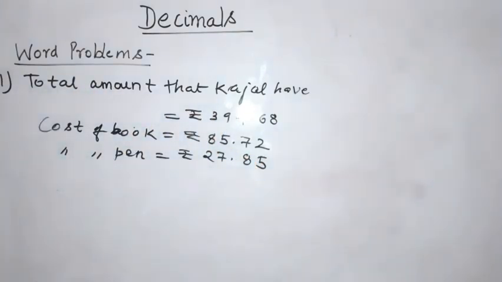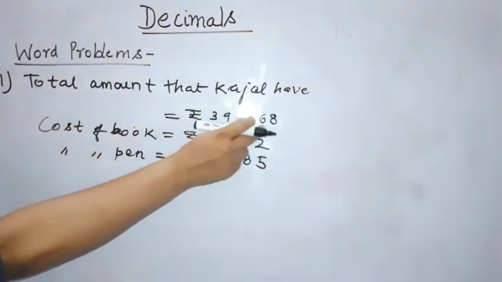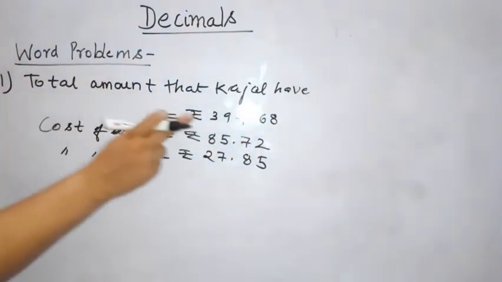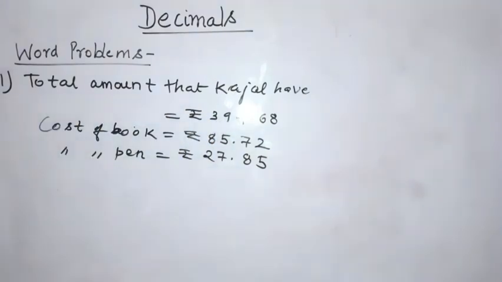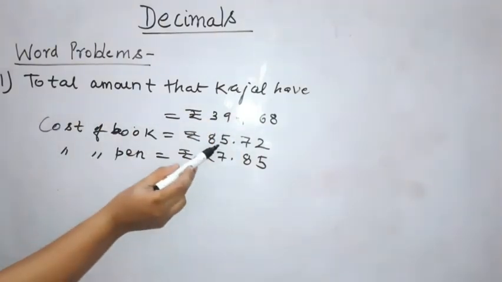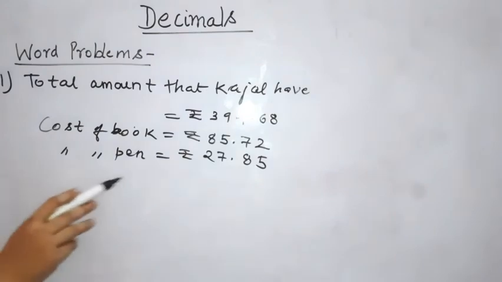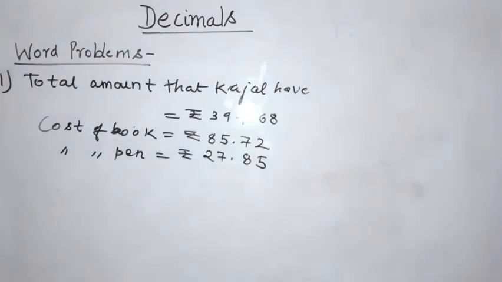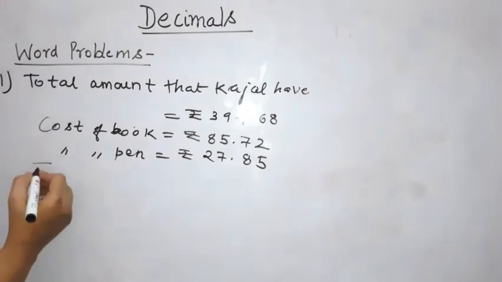So she has purchased 2 items from the money that she have. And how much she is having in total? In total she is having 394.68. Out of this 394.68, she has purchased a book of rupees 85.72 and a pen of rupees 27.85. So the third statement would be, if you know what will be the third statement, please comment down in the comment section. Please pause the video and comment down the third statement in the comment section. Meanwhile, I am writing it for you. Okay, students?